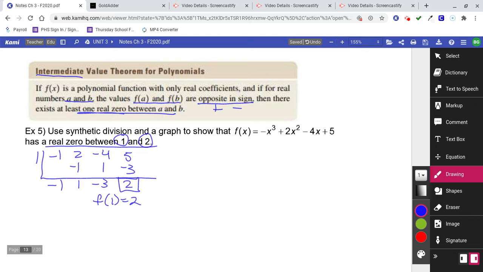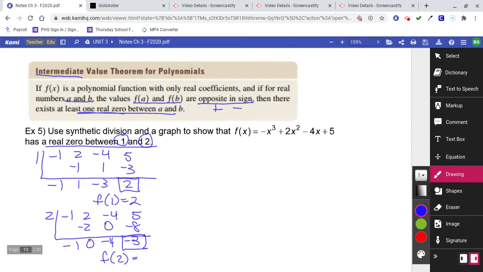So now let's do synthetic division on the number 2. Add down and multiply, add down and multiply, add down and multiply, add down, negative 3. And what that means is f of 2 equals negative 3. Okay? So that's enough really to answer this intermediate value theorem, but let's look at a graph.